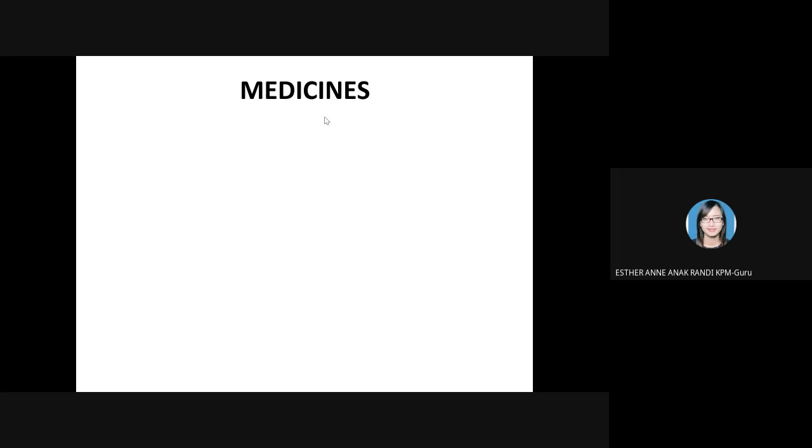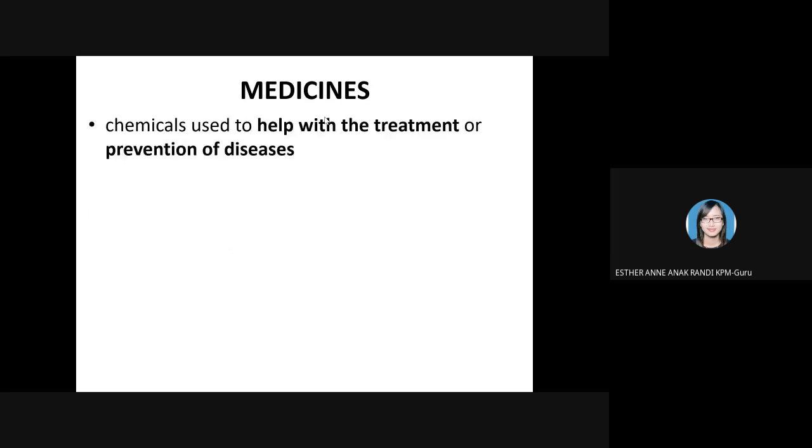Okay, I suggest you guys refer to your textbook as well. Most of my notes come from there. Okay, boleh buka textbooks masing-masing. So what is medicine? Whenever the question asks you to define medicine, always refer to the textbook definition. Medicines are chemicals used to help with the treatment or prevention of disease. Okay, kita jangan kata medicine is ubat. Cannot. Chemicals used to help with treatment or prevention of disease.